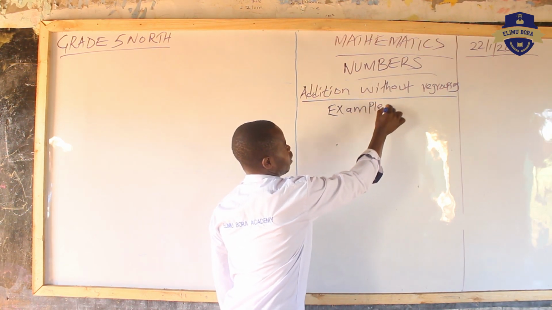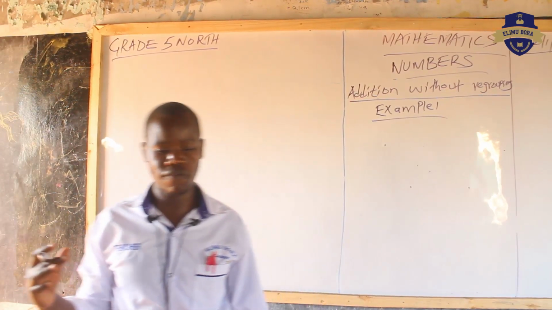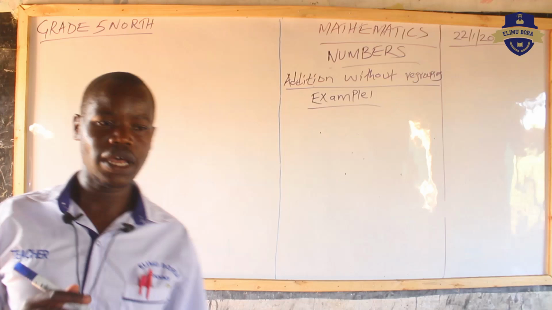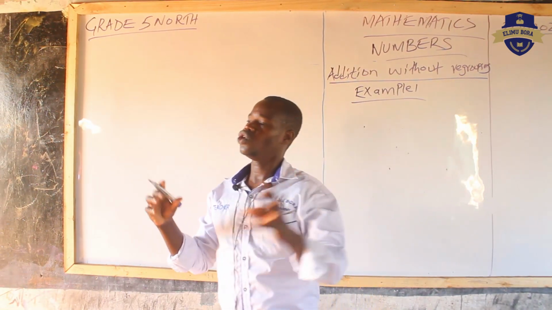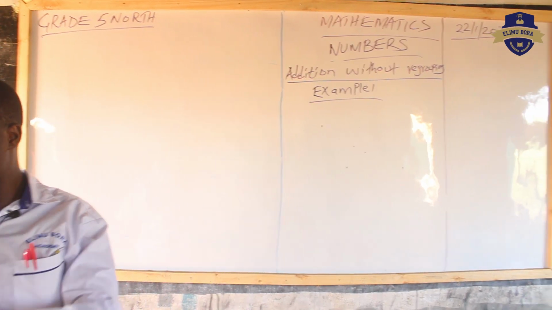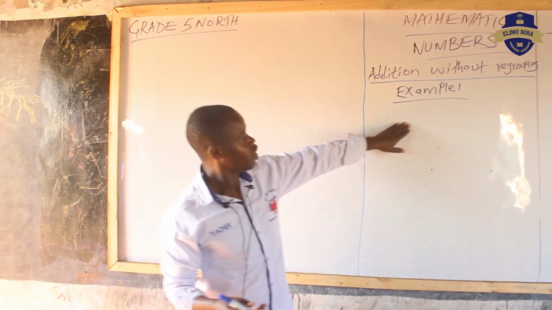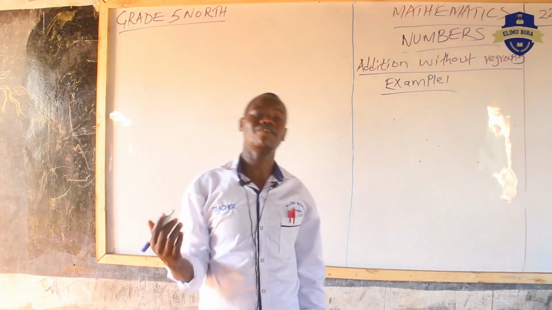We can have example 1 here, addition of numbers without regrouping. And we have said the word regrouping means you are adding numbers which are less than 10, so you don't have something which you will carry to the next. So when you are adding, you can use what we call a place value chart.